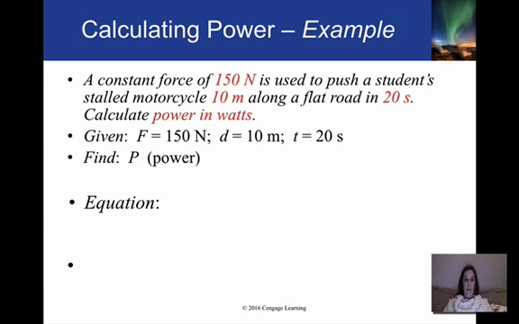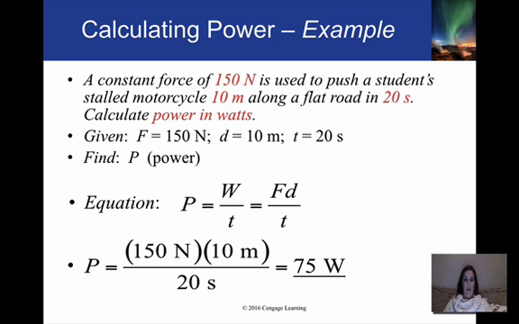So if we're trying to find power, remember power is taking work divided by time. In this particular example, it doesn't calculate work for us. However, it does give us force times distance, which is work. So we're going to take that 150 newtons, multiply by our 10 meters, and then take that and divide by 20, and we get 75 watts.